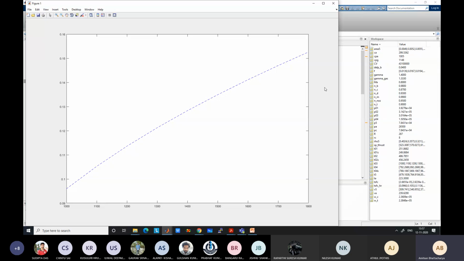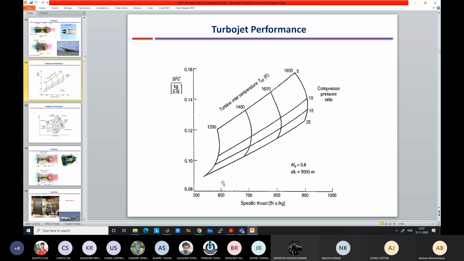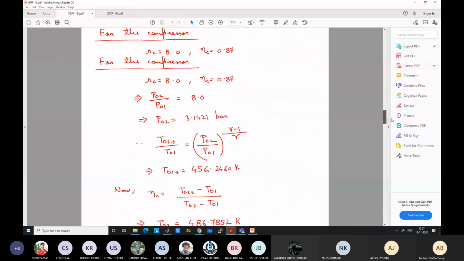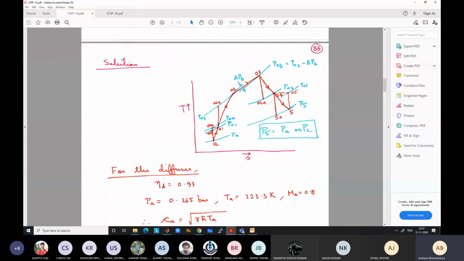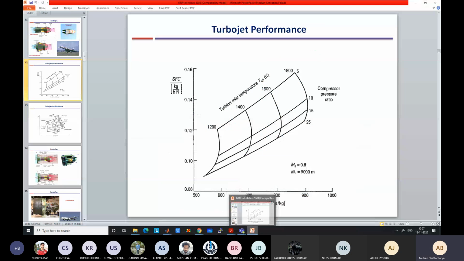So the compressor outlet temperature remains fixed, but the turbine inlet temperature increases. So the distance between these 2 points, the distance between 02 and 03, increases. So overall fuel consumption will keep on increasing, and specific fuel consumption will also increase, because if you draw the cycle, considering unit mass flow rate, this distance is increasing from 02 to 03, so the specific fuel consumption also increases.